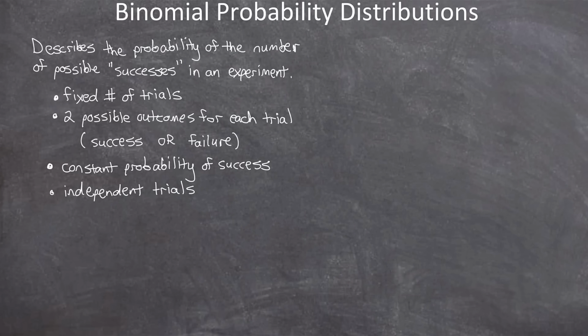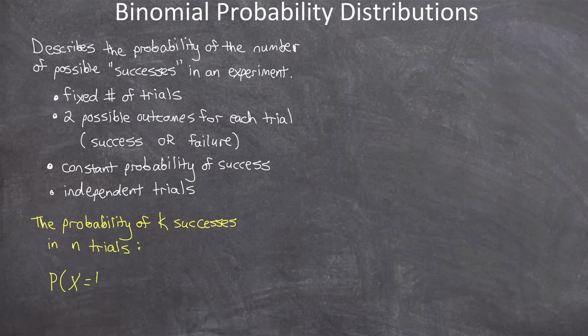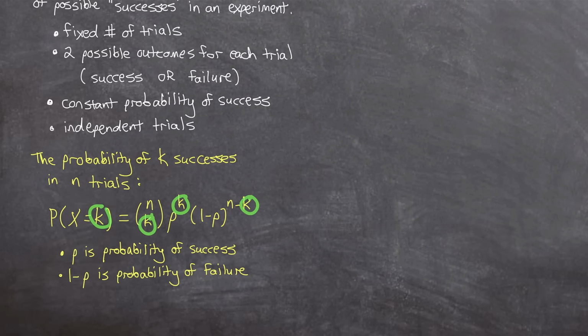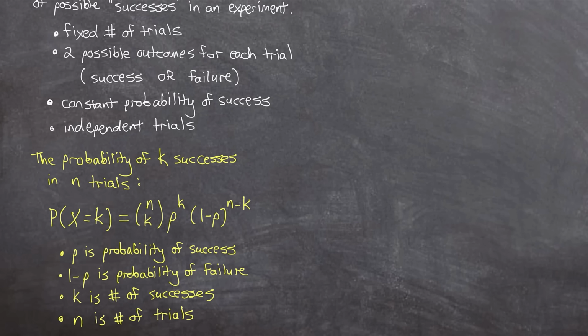And there's a formula for calculating the probability of having k successes in n trials. The formula is the probability of the number of successes equaling k is n choose k times p to the power of k times 1 minus p to the power of n minus k. And I'll explain what each of those variables stands for. P is the probability of success, so 1 minus p would then be the probability of failure. K is our number of successes, and n is the total number of trials. And n minus k would be the number of trials minus the number of successes, so that would just be the number of failures.